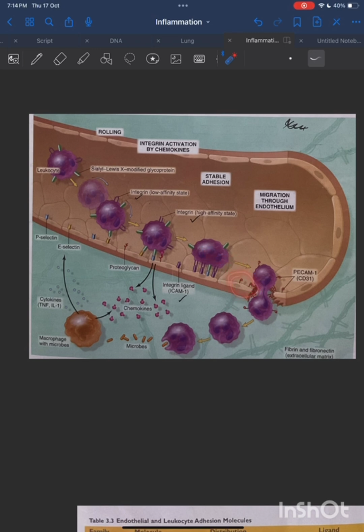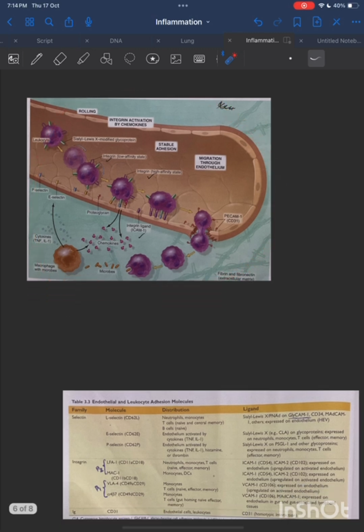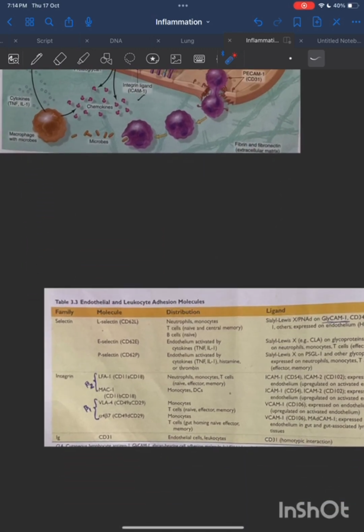And these are PECAM1 or CD31, and transmigration happens here, and it will slowly move by chemotaxis towards the injury site, and it will phagocytose the microbes, and that's it. This is inflammation, total inflammation.